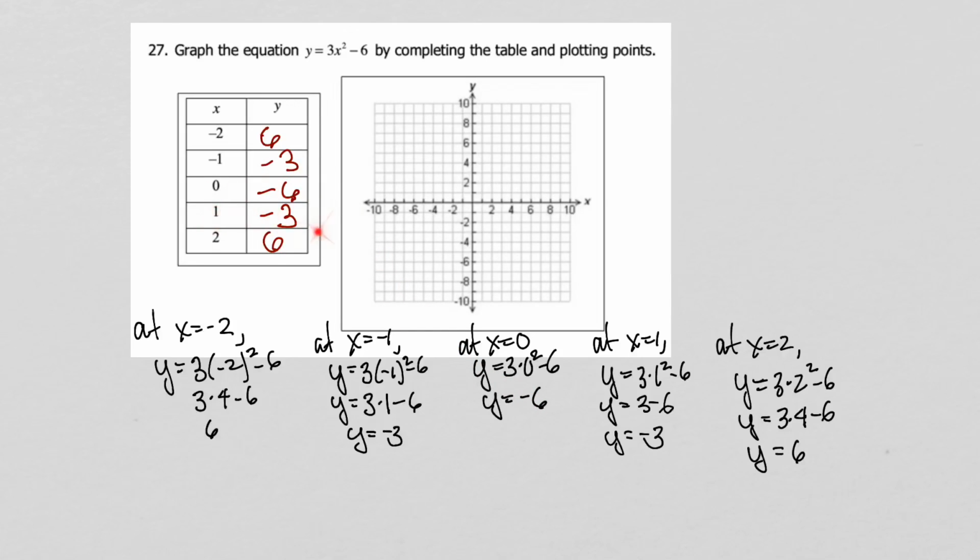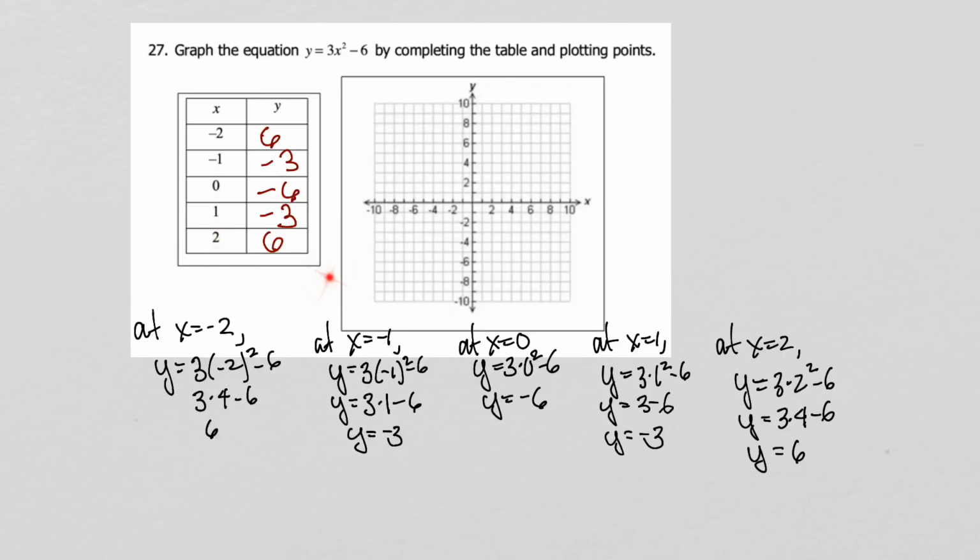Now what about the 1? So over here at x equals 1, put a 1 in here for x. So we'll get 3 times 1 squared minus 6. 1 squared is 1. 3 times 1 is 3. 3 minus 6 is -3. So to go along with that 1, we'll put a -3.